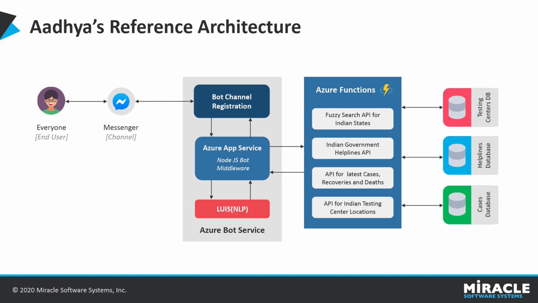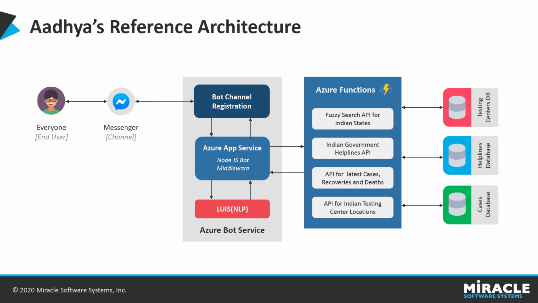Behind the scenes, we created multiple APIs and functions on Azure to be able to help us integrate with our backend systems. We have real-time databases that are being updated with testing center information, helplines from the government, and also the latest case counts that are being reported in India. We then built APIs to integrate with these databases, such as MongoDB and Azure SQL, to be able to get that information and display it back within our chatbot.